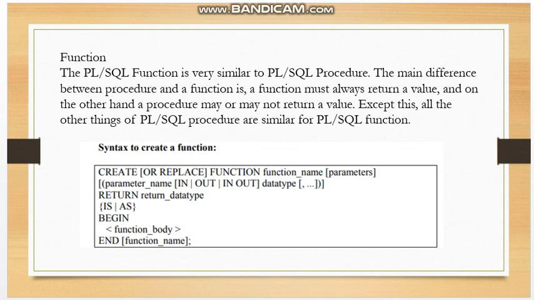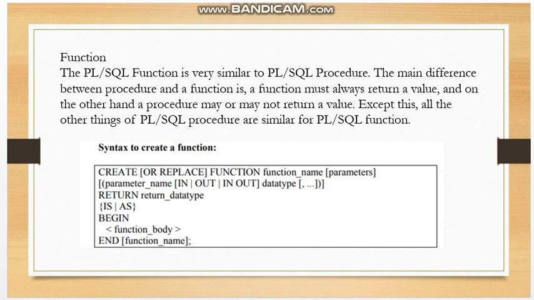The main difference between the procedure and function is that a function always returns a value, whereas a procedure may or may not return a value. Whenever we consider the function, remember that the function always returns a value, so it contains the keyword return. Except this, all the other things of the PLSQL procedure and PLSQL functions are similar.